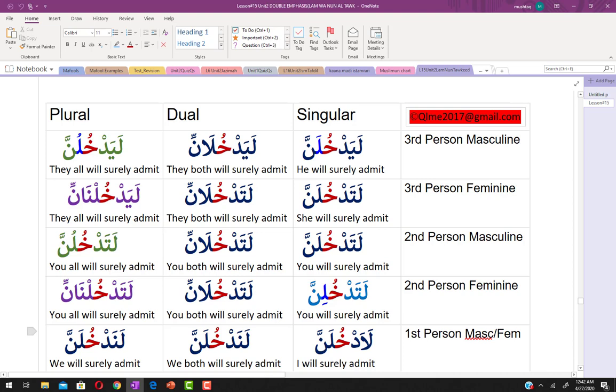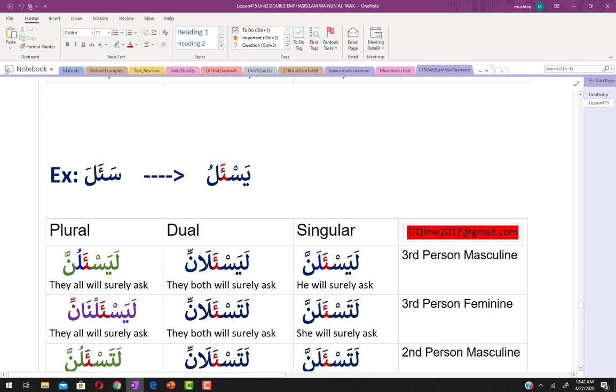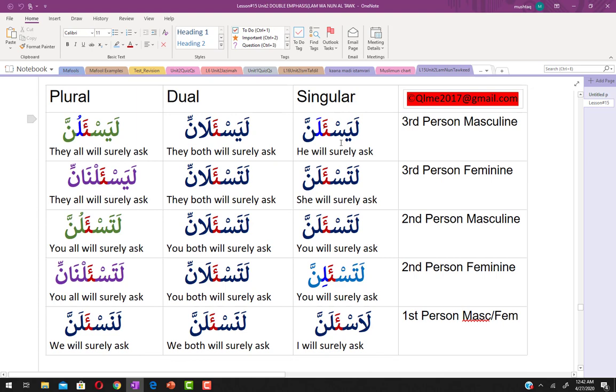I'm taking next sa'ala yas'alu, which means to ask. So it becomes layas'alanna for the singular, layas'alanni dual, layas'alunna plural, latas'alanna, latas'alanni, layas'alnanni, latas'alanna, latas'alanni, latas'alunna, and latas'alinna, latas'alanni, latas'alnanni, la'as'alanna, lanas'alanna. So notice here for the singular masculine it is lanna, for the plural it is lunna. And this is linna, this is only for the feminine singular.